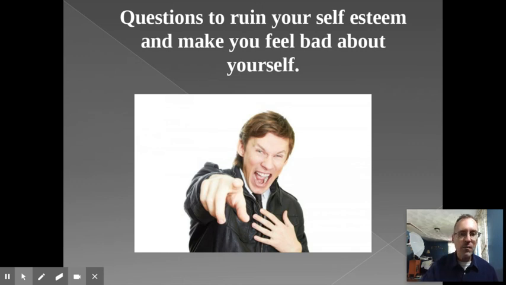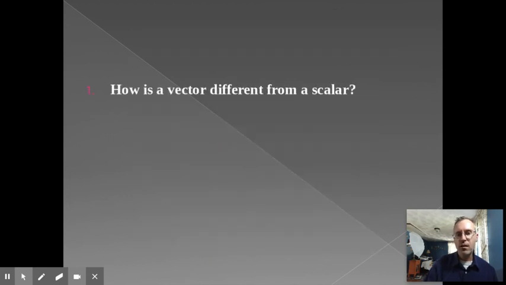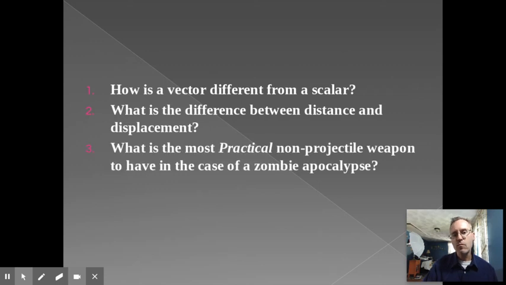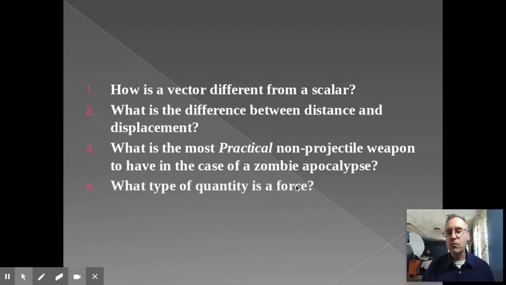The questions to ruin your self-esteem and make you feel bad about yourself, I will just post on this so you can see them. Make sure you can answer every single one of these. How is a vector different from a scalar? What's the difference between distance and displacement? What is the most practical non-projectile weapon to have in the case of a zombie apocalypse? That's going to be on the exam, so make sure you know that. What type of quantity is a force? Why is force a vector? I explained that at the beginning.